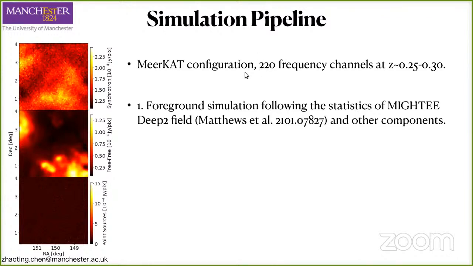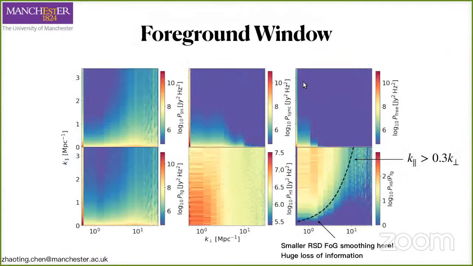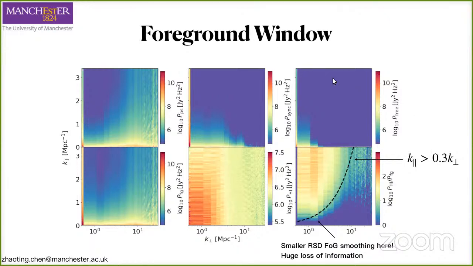Okay, so everything you said about the foreground removal, this K parallel bigger than 0.3 K perpendicular, is assuming this configuration. Yes. So these assume the MeerKAT beam, the typical PSF of one night of tracking. And as far as I'm aware, this is also consistent with what the MIGHTY people are seeing. Yes, thank you. Cheers.